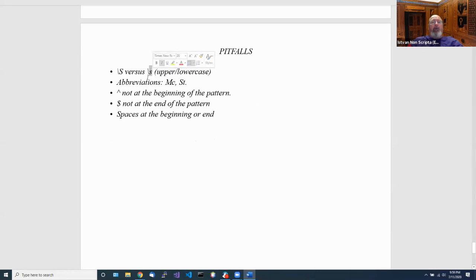Capital S versus lowercase s. This is a non-space character. This is a space character. Don't get caught. We don't currently register abbreviations, but we used to. So Mick and Saint, we have some of them. Don't use caret anywhere except the beginning of the pattern or at the beginning of a bracket expression. Don't use $ sign anywhere that's not at the end of the pattern. This one gets me all the time. Be stupidly careful about spaces at the beginning and the end of your pattern. It will look for a space there. It does not trim them off.